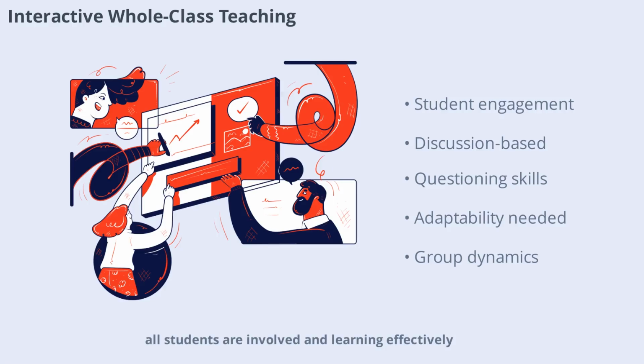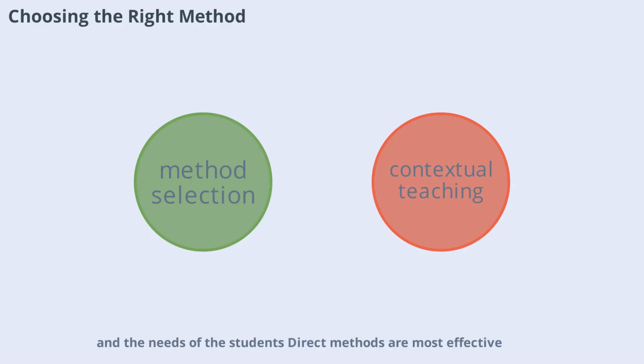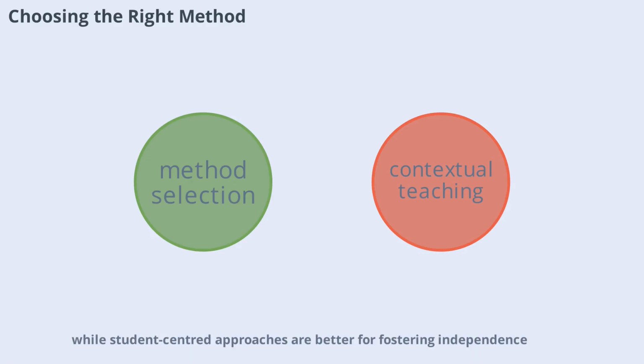learning effectively. No single teaching method is suitable for all subjects or learning goals. The key is to select methods that fit the context, the content, and the needs of the students. Direct methods are most effective for foundational skills and structured learning, while student-centered approaches are better for fostering independence, creativity, and higher-order thinking. The emerging consensus is not about which method is best overall, but which is best for a particular purpose. Flexibility and professional judgment are essential for effective teaching.